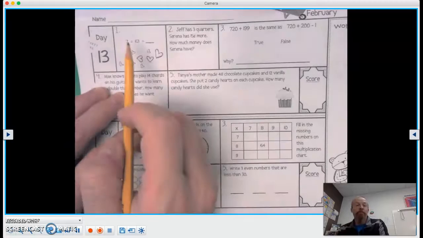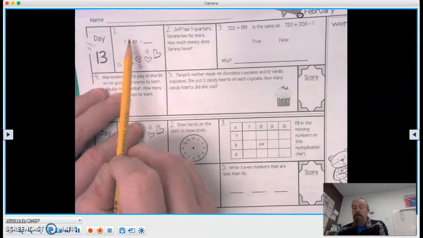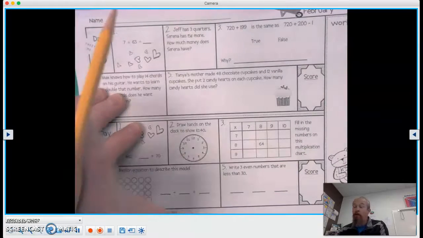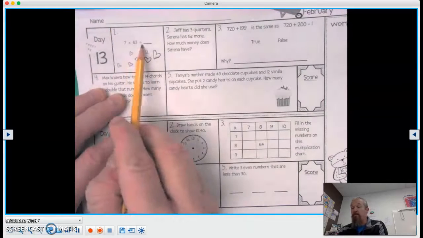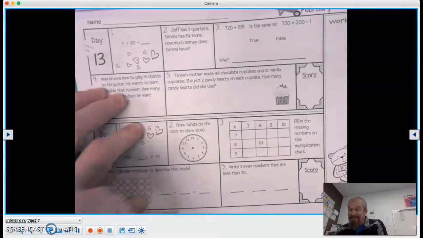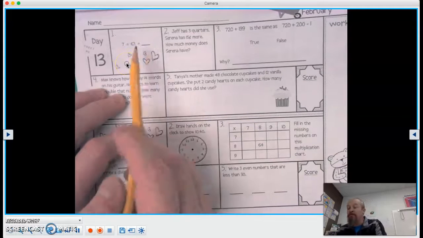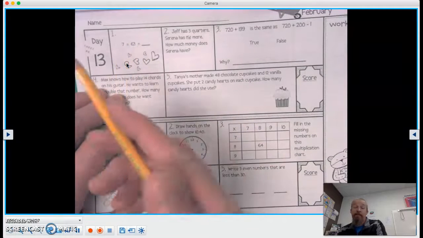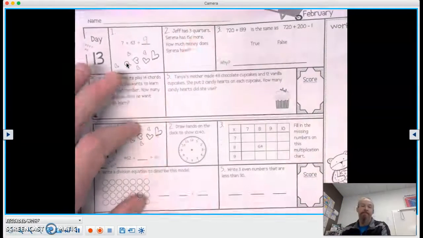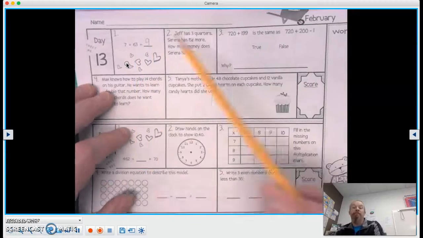So let's start with number 1. It says 7 equals 63 divided by something. We can also think of it as 7 times something equals 63, or we could also think of it as 63 divided by 7 equals that. So I'm already thinking 63 is really close to 70, which would be 10 times 7. Yeah, 9. Great job. 7 times 9 is 63. 63 divided by 9 equals 7.